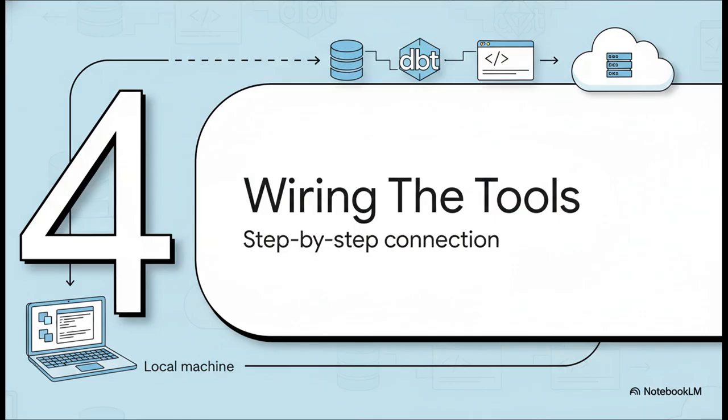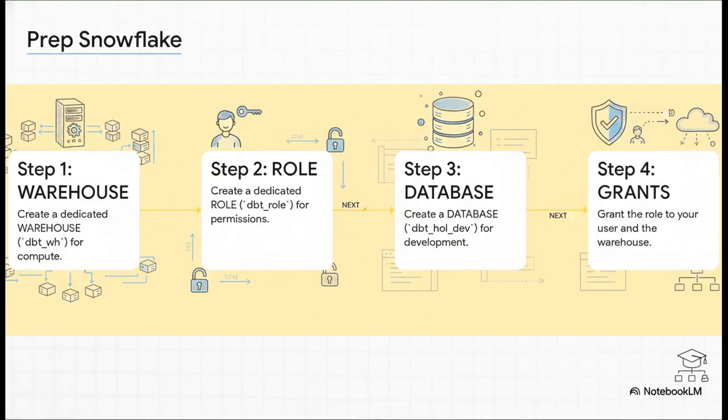And we'll do it in a couple of logical chunks, starting up in the cloud and then moving to our local machine. So first, we've got to prepare our destination, Snowflake. We'll run a pretty simple script to create 3 things: a dedicated warehouse just for compute power, a dedicated role just for permissions, and a new database for all of our development work. This follows what's called the principle of least privilege, which is a huge security best practice. We're giving DBT exactly the permissions it needs to do its job and absolutely nothing more.